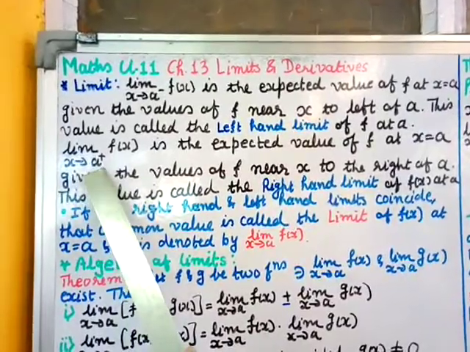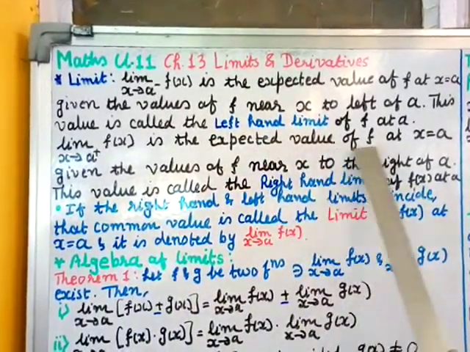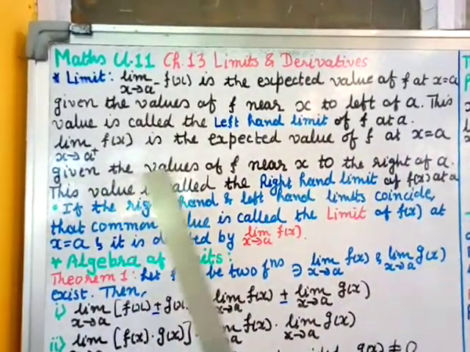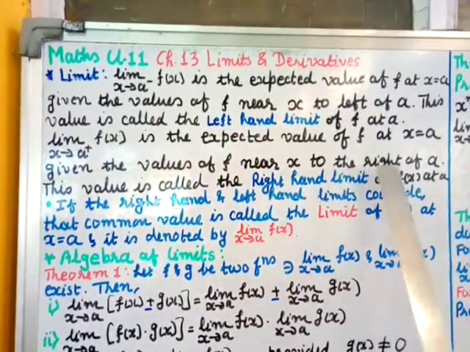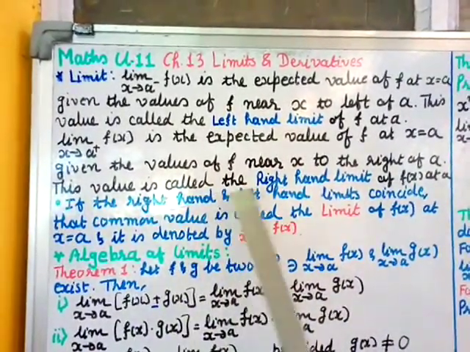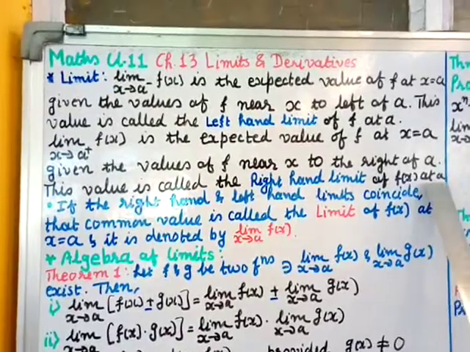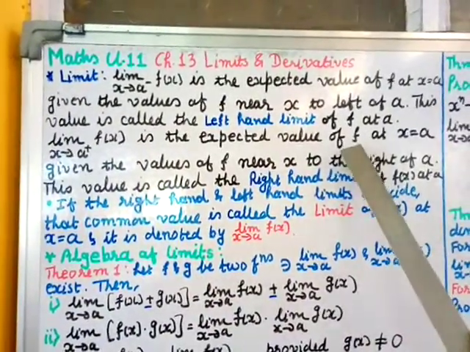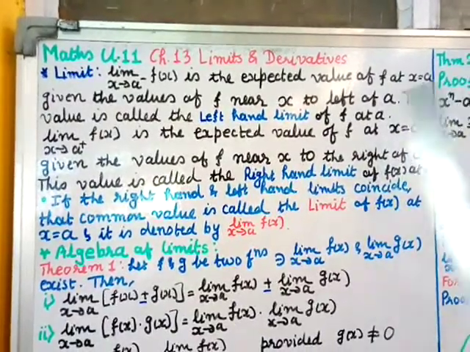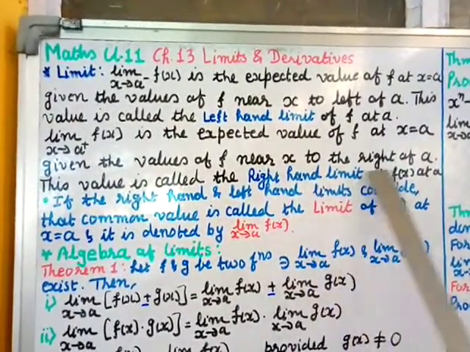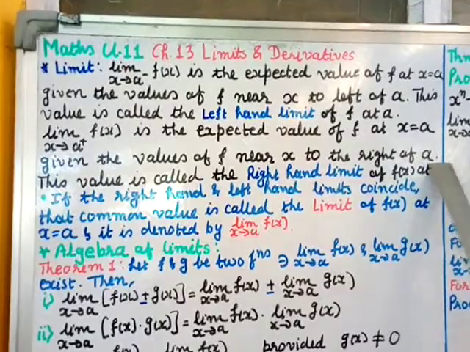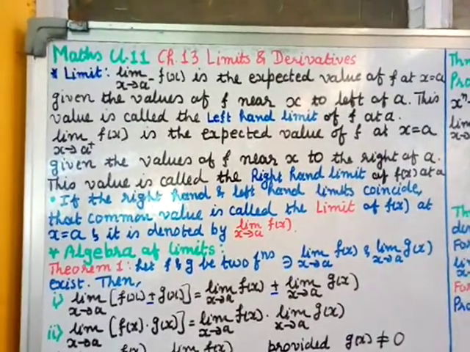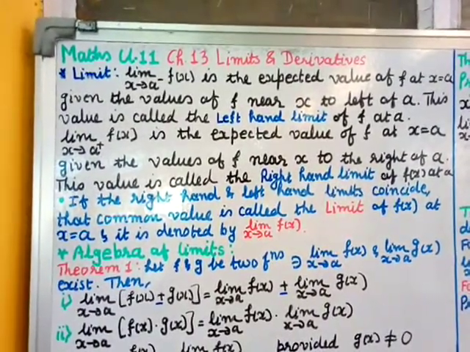Limit x tends to a plus f(x) is the expected value of f at x equal to a, given the values of f near x to the right of a. This value is called the right hand limit of f(x) at a. So now this value is the expected value of function f at x equal to a, but it is near x to the right of a. Then you call this the right hand limit of f(x) at a.